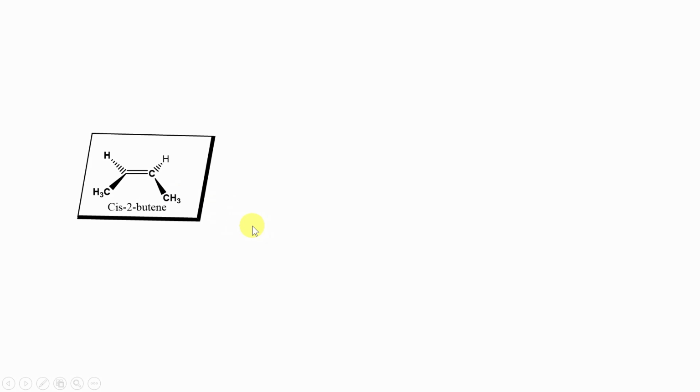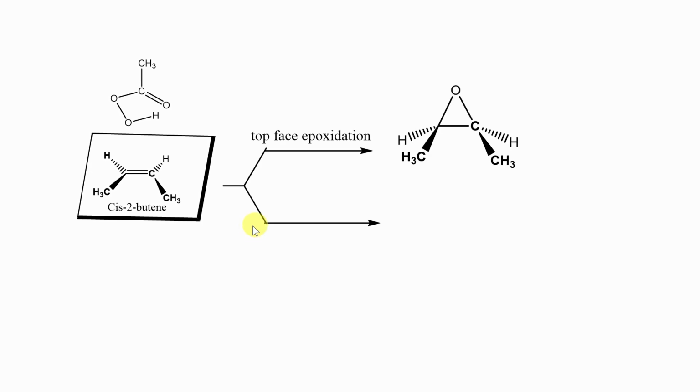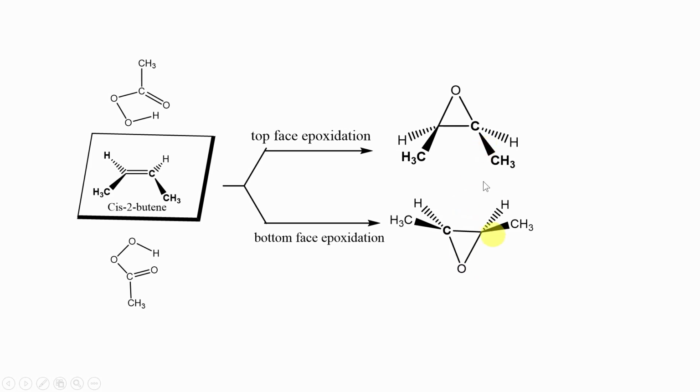For example, if cis-2-butene is treated with a peracid and the epoxidation takes place from the top face, then we'll get this epoxide. Then if the epoxidation takes place from the bottom face, then we'll get this epoxide. These two epoxides are identical or homomers, and hence we can say cis-2-butene has homotopic faces.